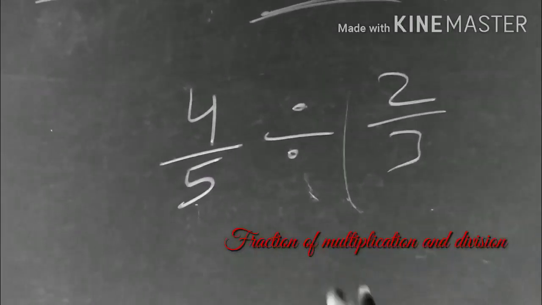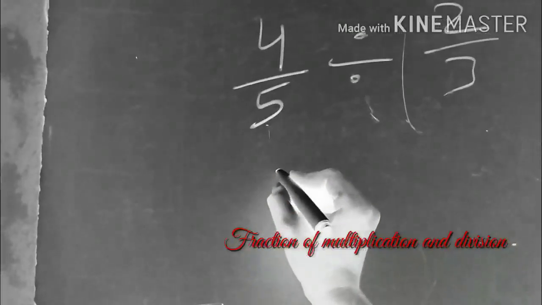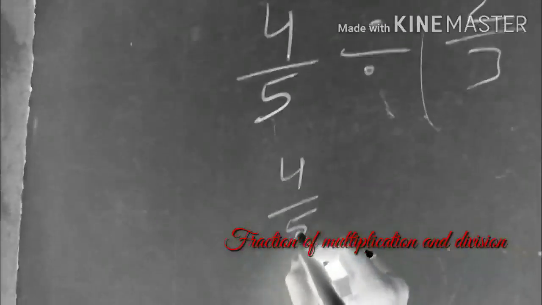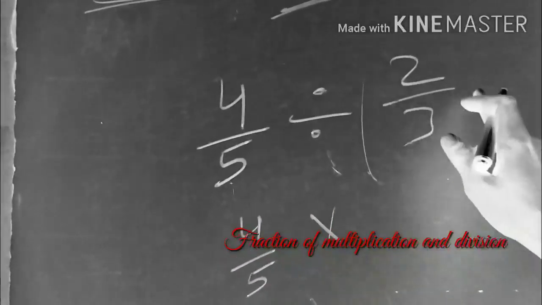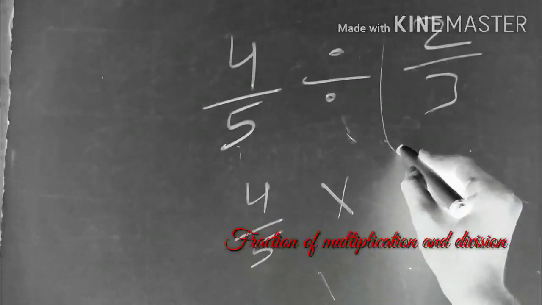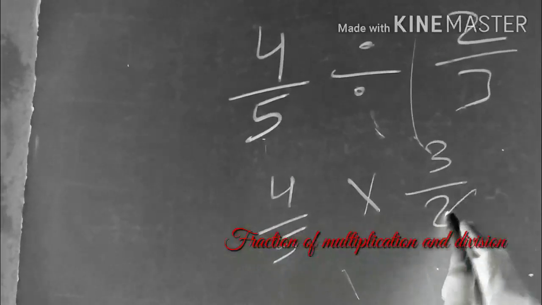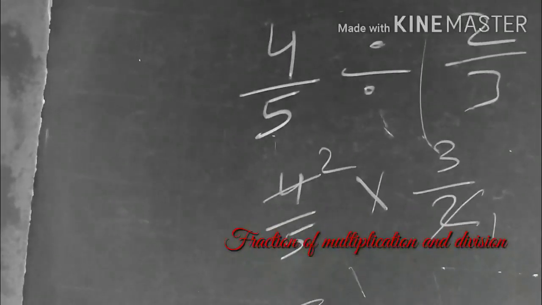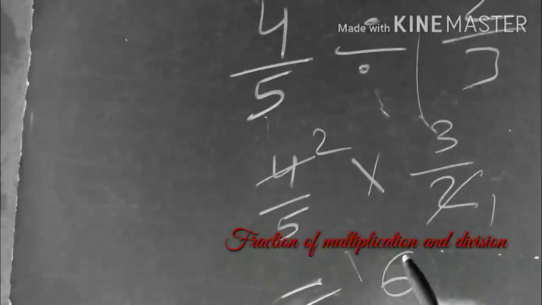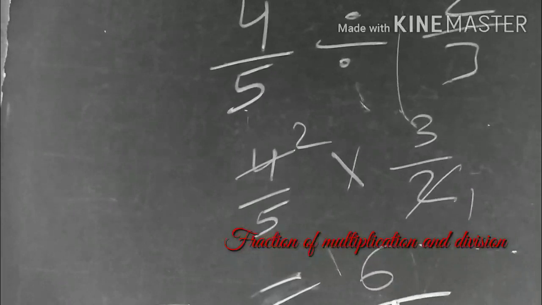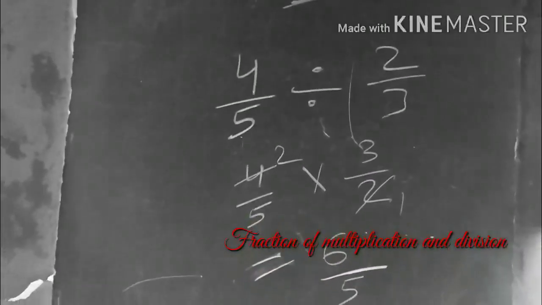In this question we will look at 4 by 5 divided by 2 by 3. So 4 by 5, division changes into multiplication, then numerator goes into denominator, denominator goes into numerator. So 3 by 2. Then here, see common: 2 is coming common, so 2 times 1 is 2, 2 times 2 is 4. So 2 multiplied by 3 is 6, and here 1 multiplied by 5, so 5. 6 by 5 is our required answer.